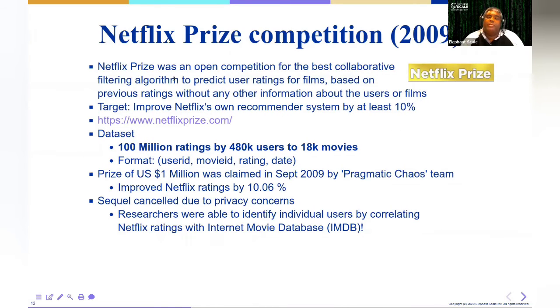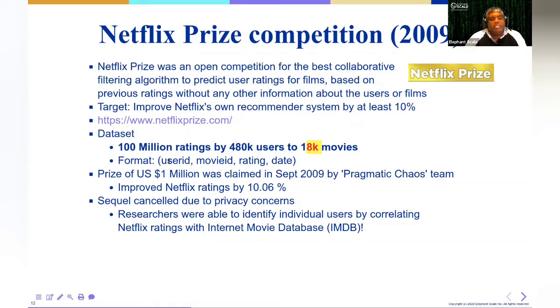So this is pretty cool. It's called the Netflix Prize competition. Netflix did this competition almost 10 years ago. Basically, they released a bunch of ratings, about 100 million ratings by about 408,000 users, and about 18K movies. So there's a lot of data.